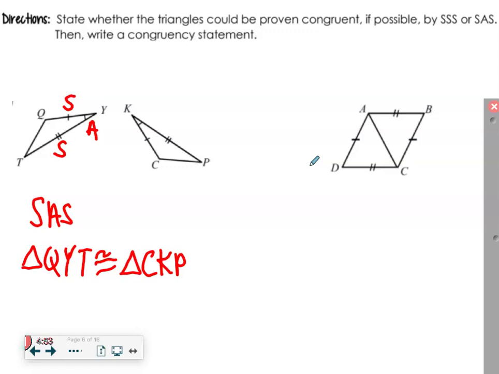Okay, side or angle marking? Side. Side or angle marking? Side. Do we know anything else? No. But do they share anything? What do both triangles share? A side, right? Can AC be equal to itself? What property is that? Reflexive. Reflexive, right? So really this would be side, side, side.